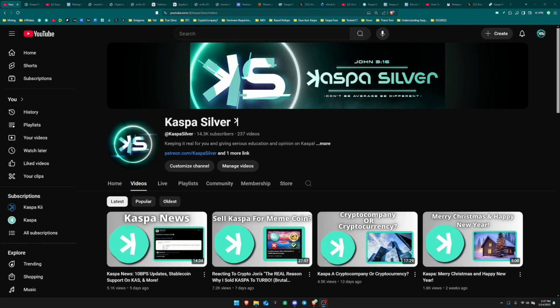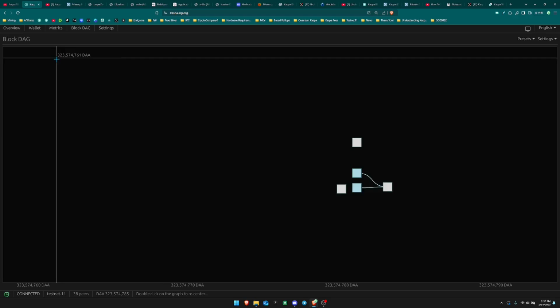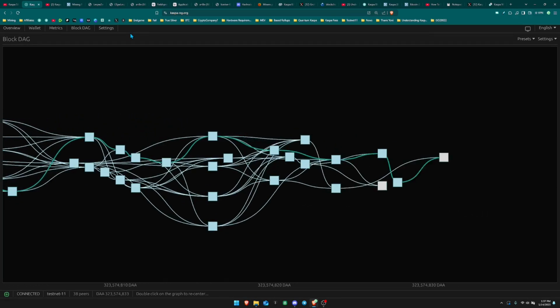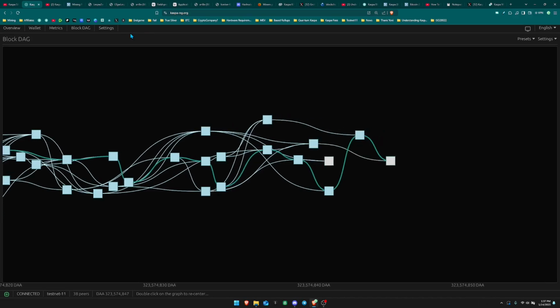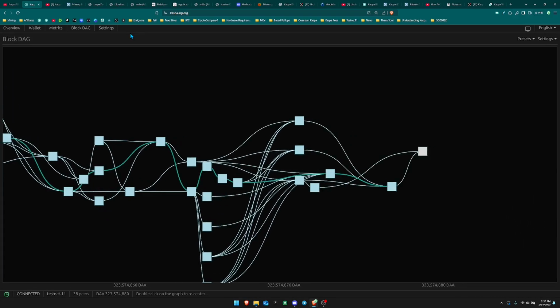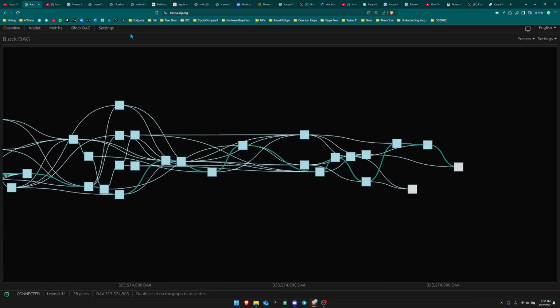In today's video, I'm going to talk about understanding Kaspa mining. So to begin, let's first talk about the two consensus mechanisms that exist in most cryptos. The first one is proof of stake and the second one is proof of work. Proof of work is the mechanism that enables mining.